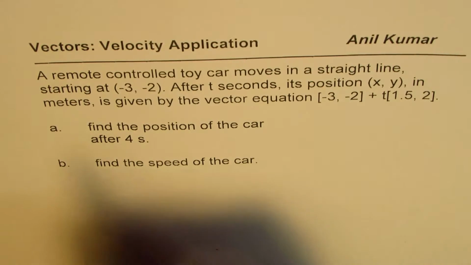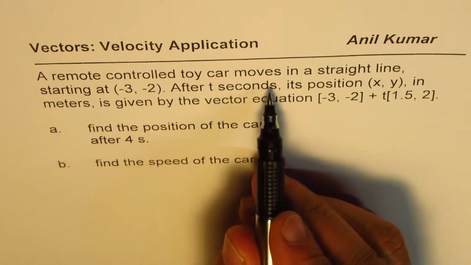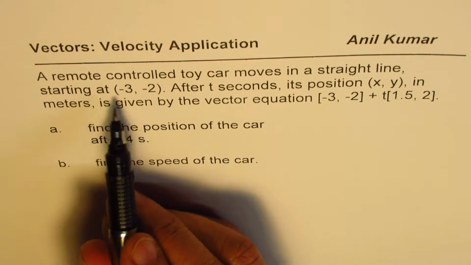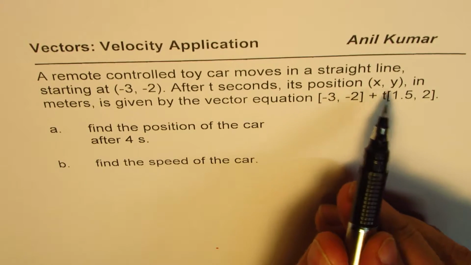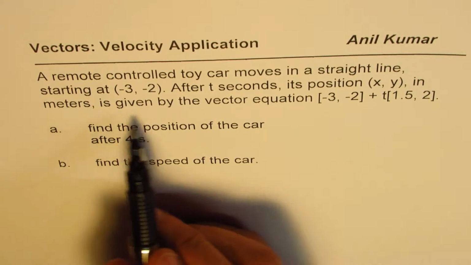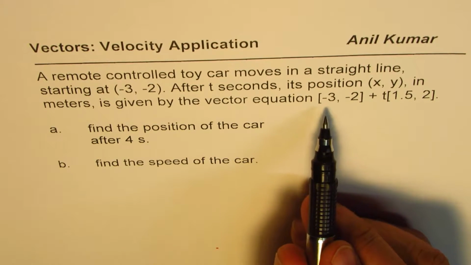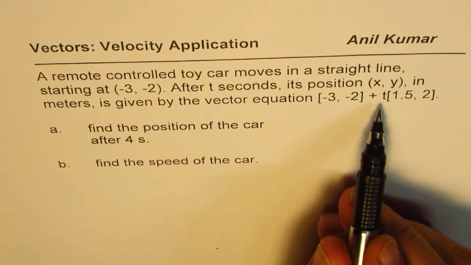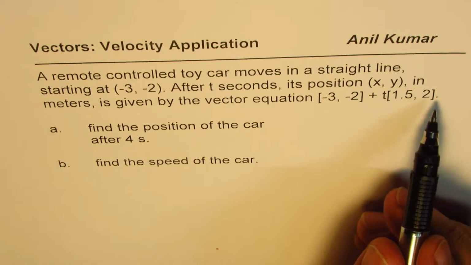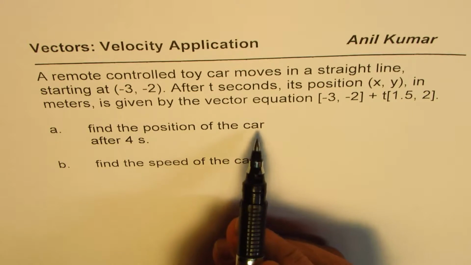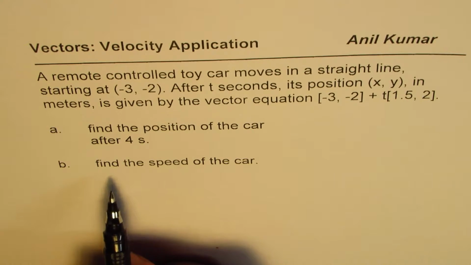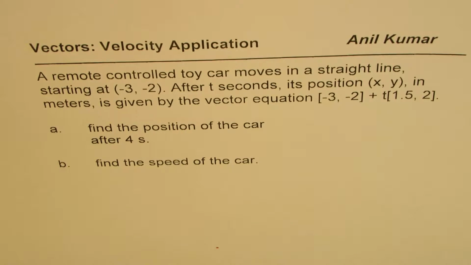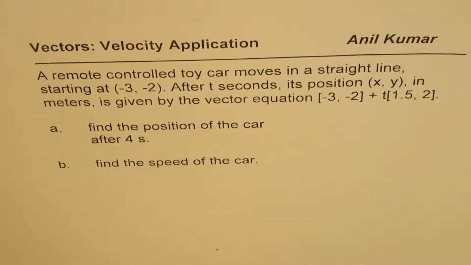The question here is, a remote controlled toy car moves in a straight line, starting at (-3, -2). After t seconds, its position (x, y) in meters is given by the vector equation (-3, -2) + t(1.5, 2). Find the position of the car after 4 seconds. And part B is, find the speed of the car. Now that's the question for you. You can always pause the video, answer the question, and then look into my suggestions.